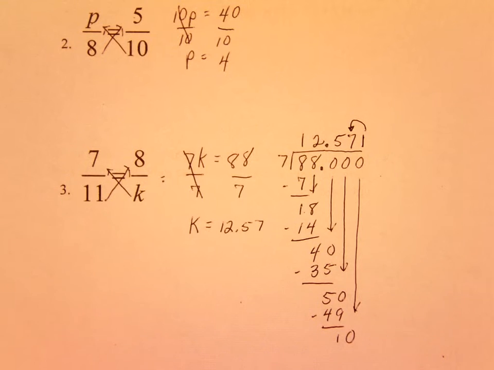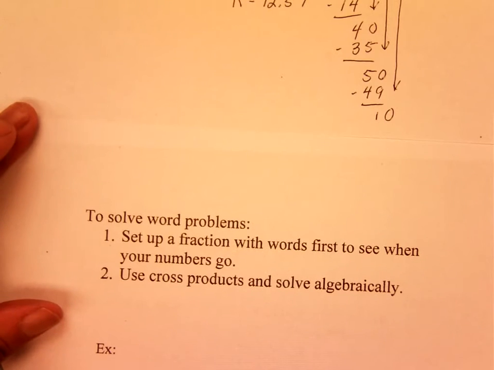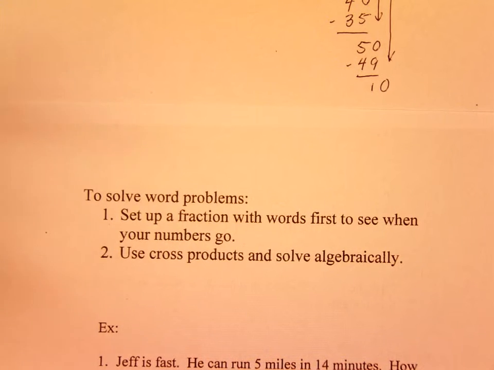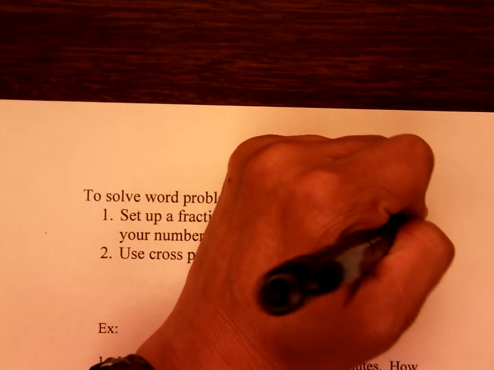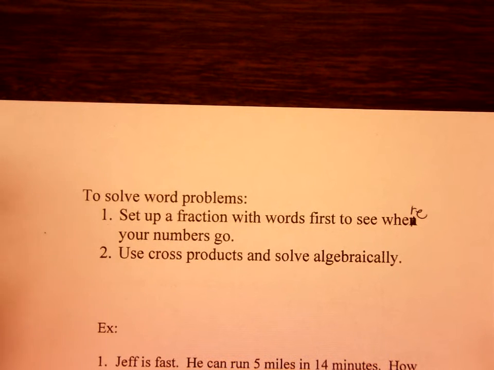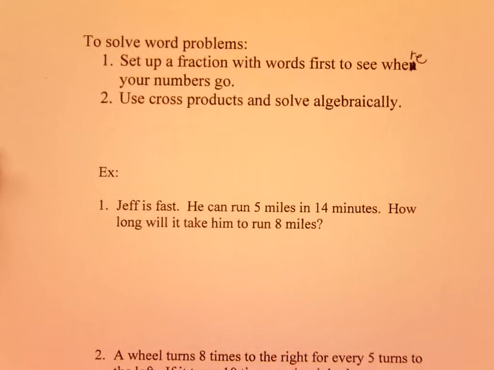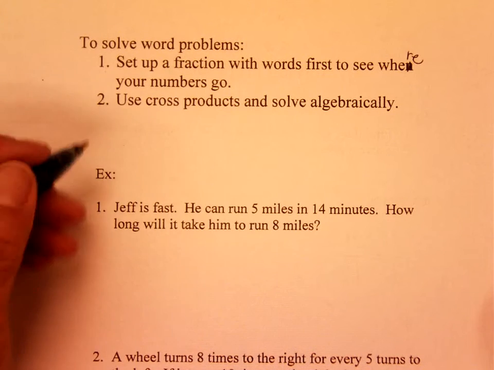Now the second part of this problem is word problems. So to solve word problems, you set up the fraction with words first to see where your number goes. And step 2 is to use cross products and solve algebraically. So let's look at problem number 1. It says Jeff is fast. He can run 5 miles in 14 minutes. How long will it take him to run 8 miles?